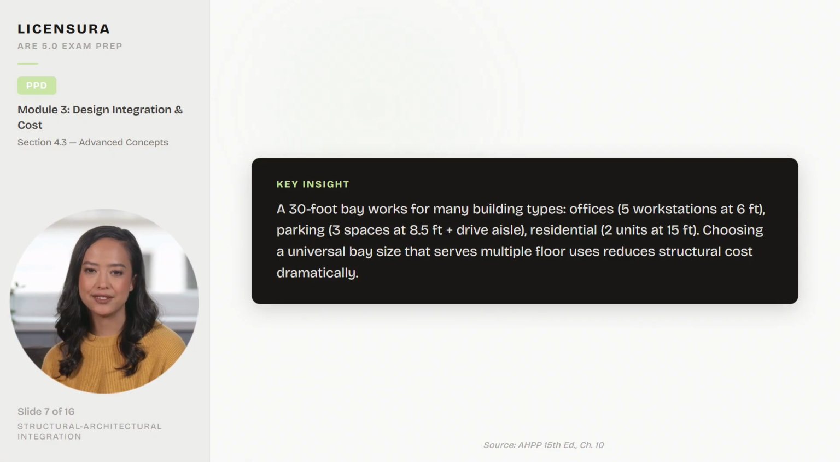Here's the key insight. A 30-foot bay works for many building types. Offices, 5 workstations at 6 feet. Parking, 3 spaces at 8.5 feet and drive aisle. Residential, 2 units at 15 feet. Choosing a universal bay size that serves multiple floor uses reduces structural cost dramatically.